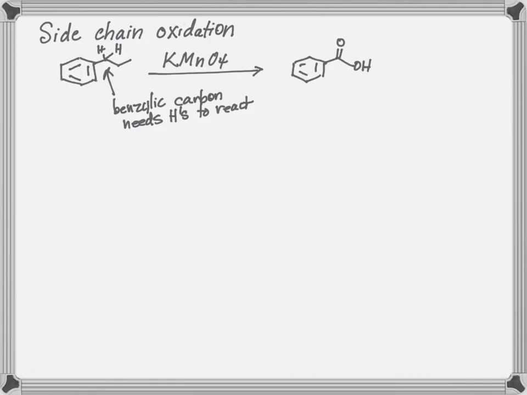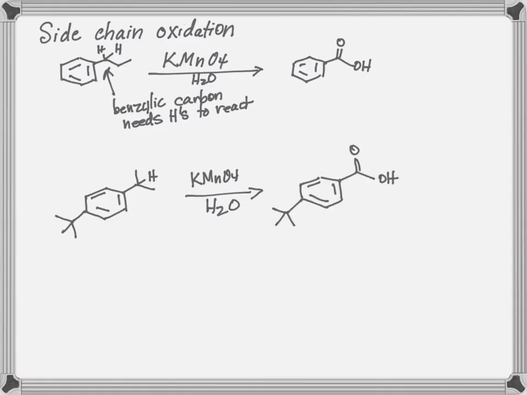So in order for this reaction to happen, you have to have hydrogens on the benzylic carbon. This next structure that is shown has two different kinds of alkyl substituents. One has a benzylic hydrogen on its carbon next to the ring, and the other one is a t-butyl group. Only the one that has the hydrogen on the benzylic carbon is oxidized in this reaction. The t-butyl group is left alone.